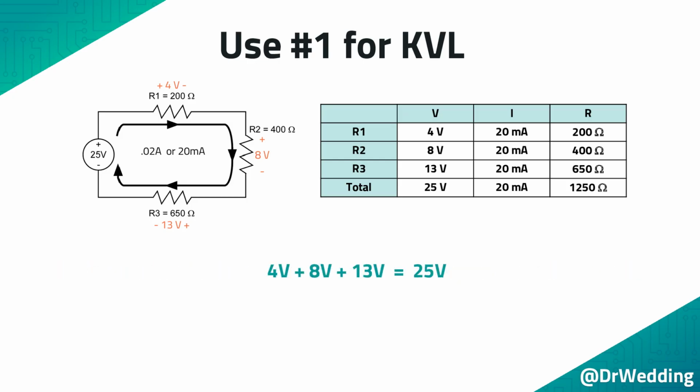In this example, the voltages across the three resistors are 4 volts, 8 volts, and 13 volts. The sum of these three voltages is the same as the 25-volt supply voltage. If these two values did not match, that would indicate that you made a mistake.